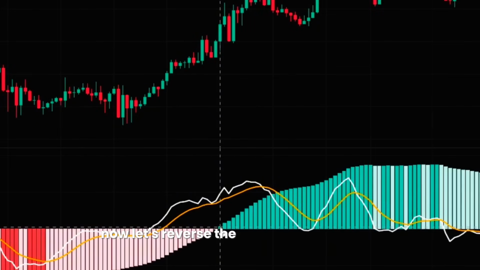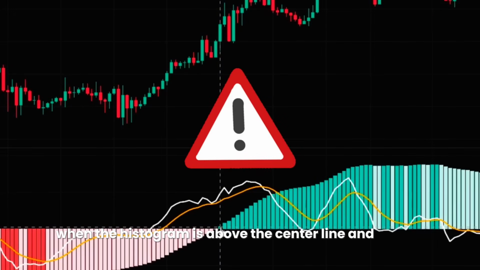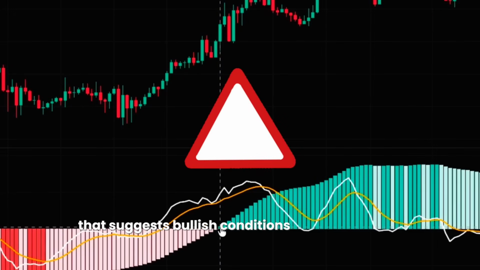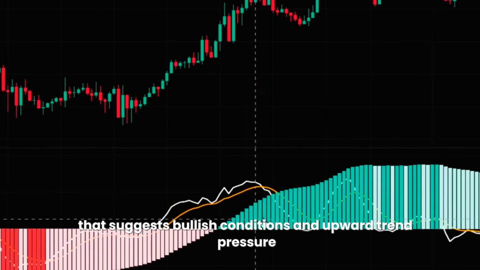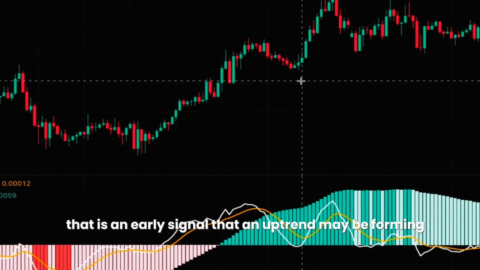Now, let's reverse the logic for a long position. When the histogram is above the center line and it's green, that suggests bullish conditions and upward trend pressure. When the histogram flips from below the center line to above it, and the color turns green, that is an early signal that an uptrend may be forming.